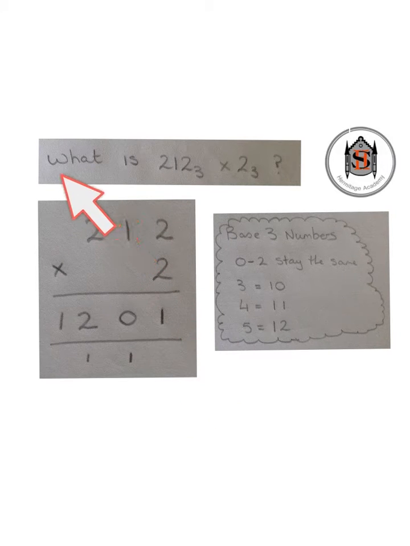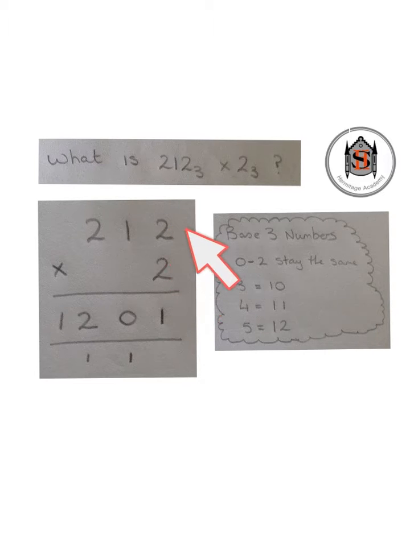So in this question we want to look at what is 212 in base 3 times 2 in base 3. Now because we're doing a multiplication sum in a different base from base 10, we have to remember that the process still stays the same. So we still set it out as 212 times 2.